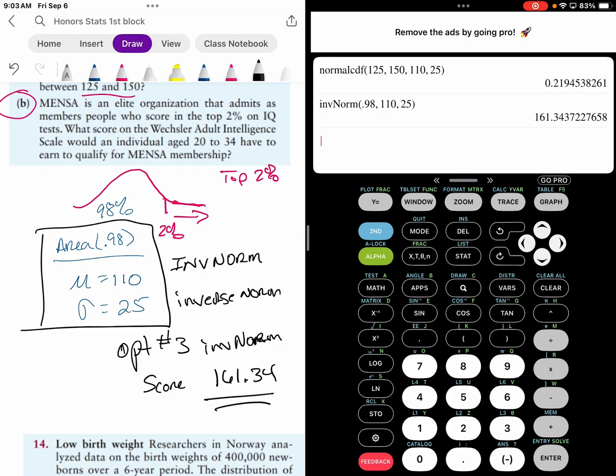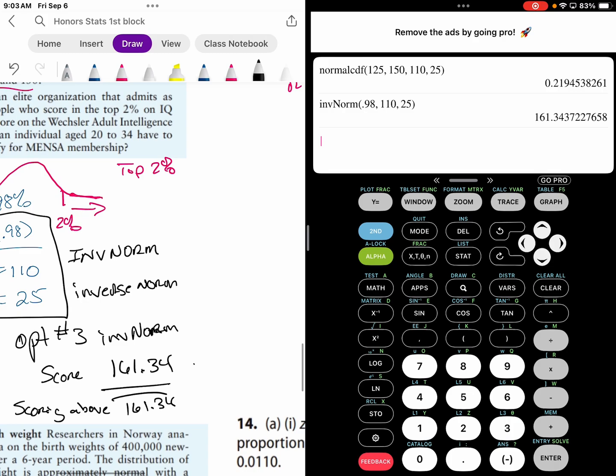161.34. So you'd have to score above 161.34 makes you eligible for that membership.